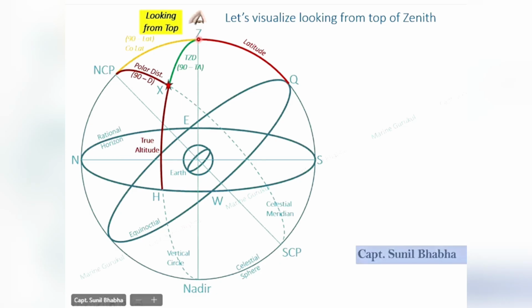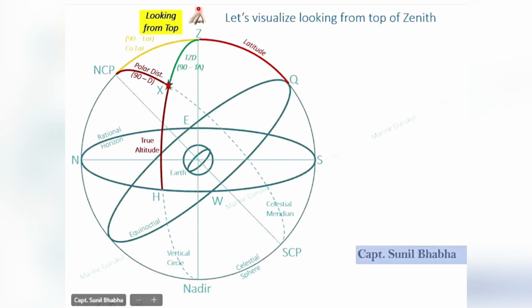Now, we don't stop at the zenith. We take the rocket still further upwards. Let's assume that the rocket has reached up to here. Once we have reached here, we look down towards the celestial sphere. So we are outside the celestial sphere now, on top of the zenith, and you can say we are having a bird's eye view of the celestial sphere from the top of the zenith.